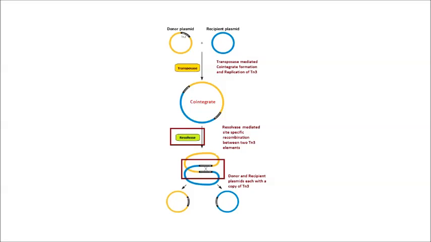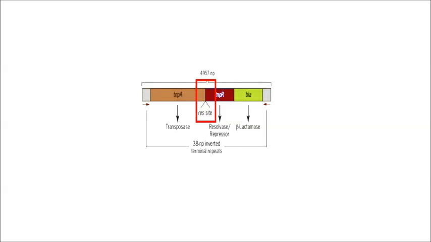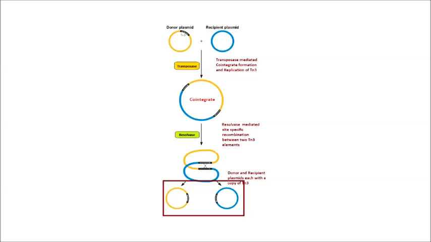During the second stage of transposition, which is also known as resolution, the TNPR encoded resolvase or repressor mediates a site-specific homologous recombination event, which occurs between the two copies of the Tn3 transposon present on the cointegrate. This event occurs at a sequence in Tn3 called the resolution site. This event releases two constituent plasmids, each of which has a copy of the transposon. One is the original donor replicon or plasmid, and the other is the target replicon or plasmid that has gained a transposon. And this transposon in the target replicon or plasmid is flanked by short direct repeats of the host target sequence, also known as site duplication.